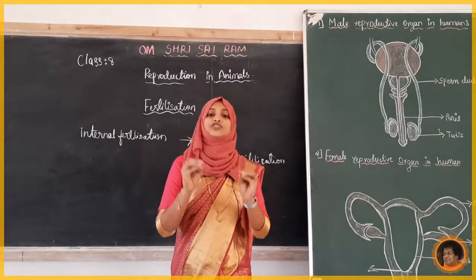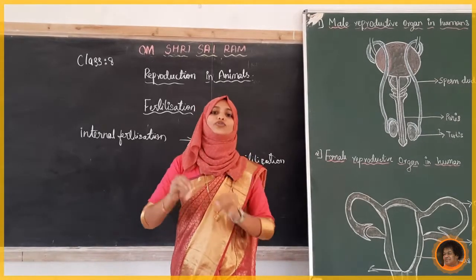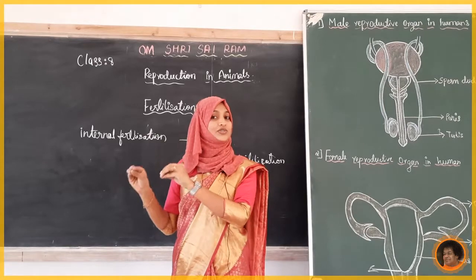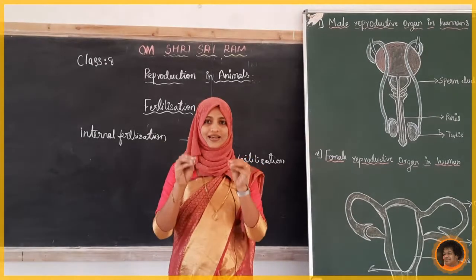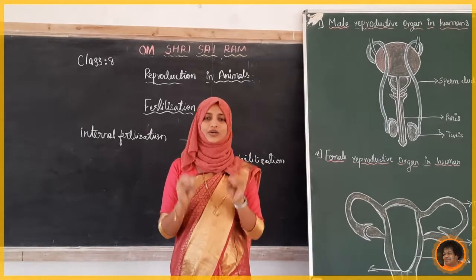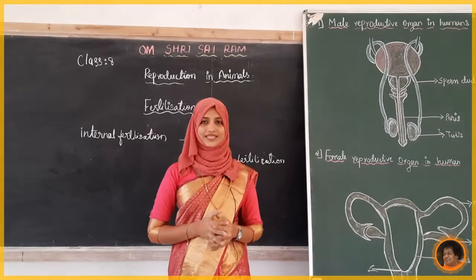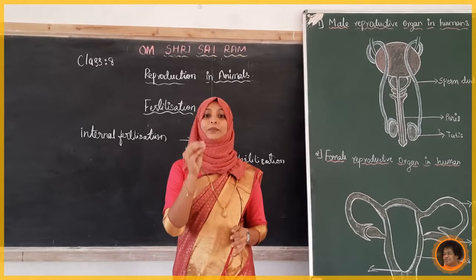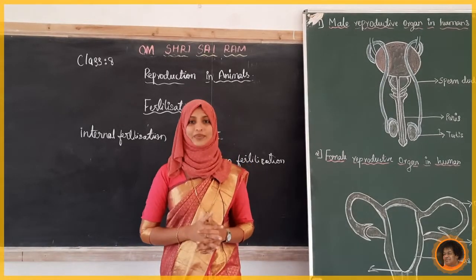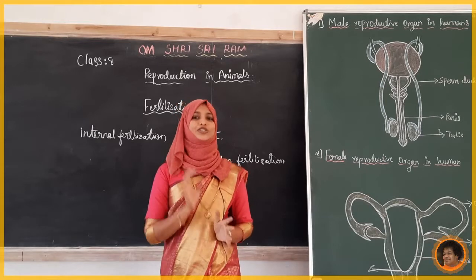After the formation of the zygote, they inject the zygote into the uterus. The zygote will be embedded over there and the further development takes place. Now, the baby born through this technique is called a test tube baby. What is it? Test tube baby.